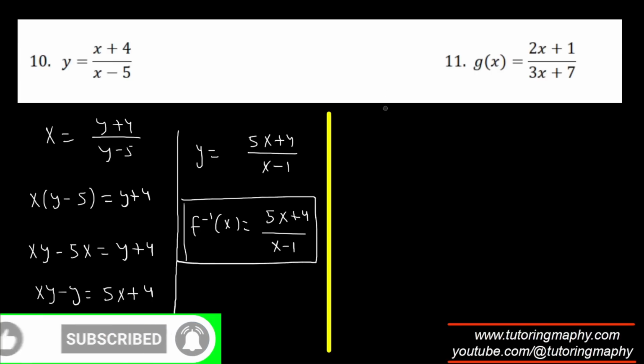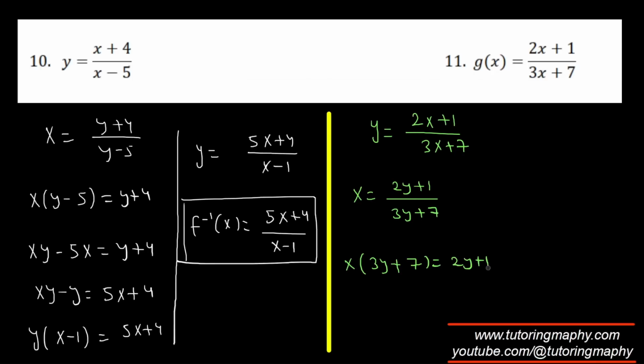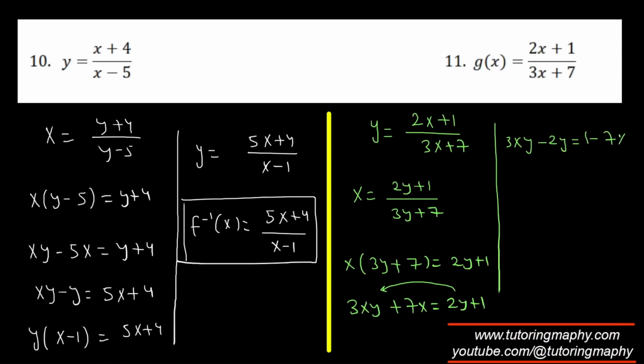Okay. Finally, over here, we have g. Replacing g with y, y is equal to 2x plus 1 over 3x plus 7. Replace x with y and y with x. So this is how it is going to look. If I cross multiply, then x times 3y plus 7 is equal to 2y plus 1. Distribute: 3xy plus 7x is equal to 2y plus 1. Next, I'm going to bring this guy to the left.